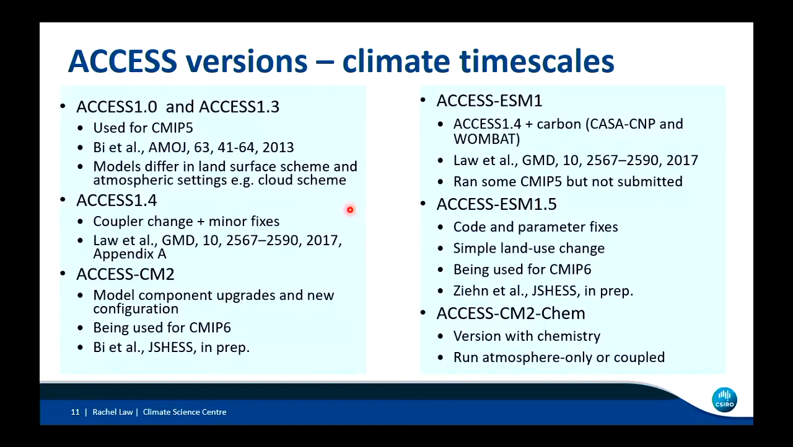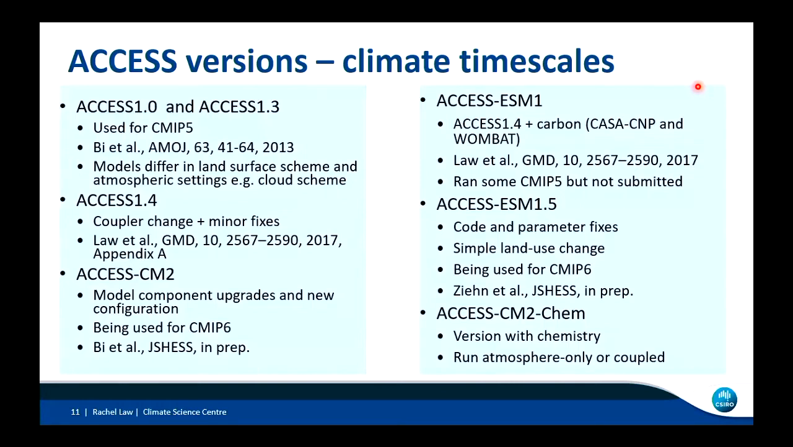Access 1.4 was really a minor update from Access 1.3. It did change the coupler to a much more efficient one, and had some minor fixes. It's documented in Appendix A of my paper, which is actually about the Earth system model, but because Access 1.4 was the physical model that we used, that's how it ended up in that paper. And Access CM2 is our current physical model that we're working on, with many model component upgrades relative to Access 1.3. It's a new configuration. It's the one we're using for CMIP6, and it has a documentation paper in preparation. Look out for it in the next 6 months, let's say.